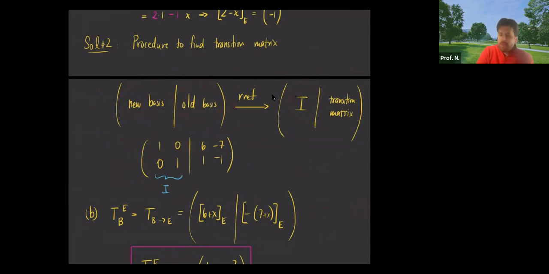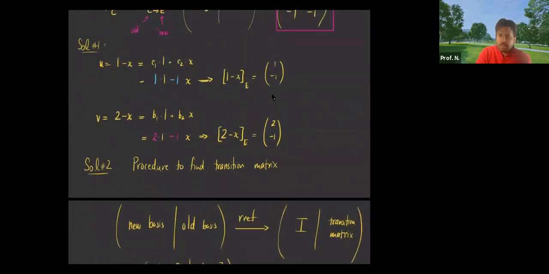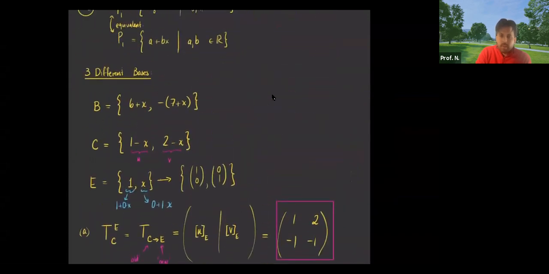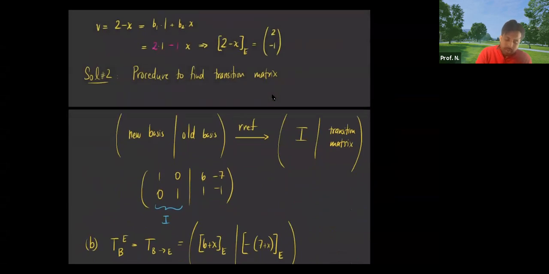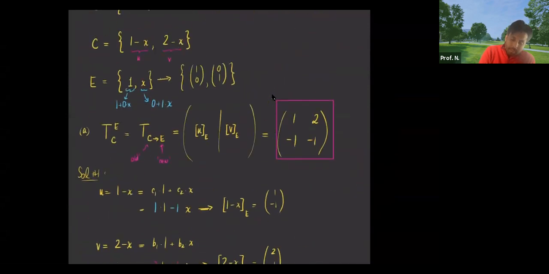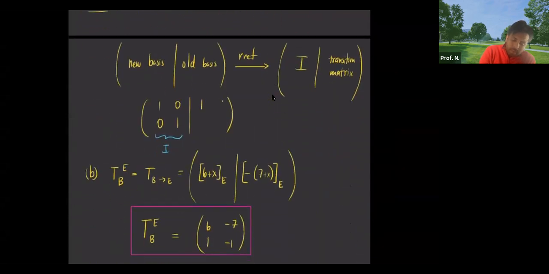I don't need to perform row reduced echelon form. I already get the transition matrix immediately. It's this. Well, in this case, this is C, pardon me. So C is 1, -1, 2, -1. This is for B, but this is C. So 1, what was it again? Yeah, 1, -1, 2, -1.